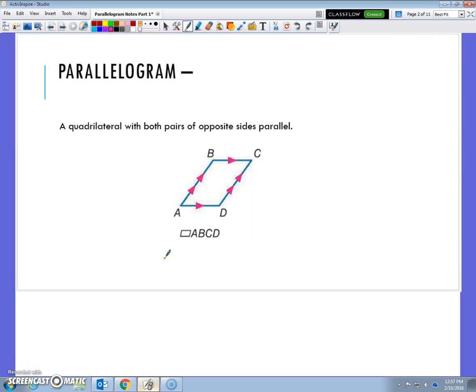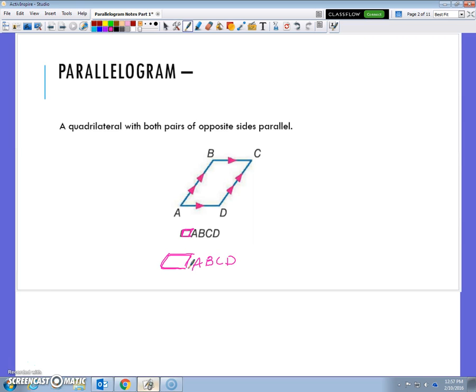I also want to emphasize that the abbreviation for parallelogram looks like this. So parallelogram ABCD. Sometimes they're more emphasized, they look more straight up and down. I like to make sure I have these nice slanted lines, set of parallel lines there when I'm labeling mine.